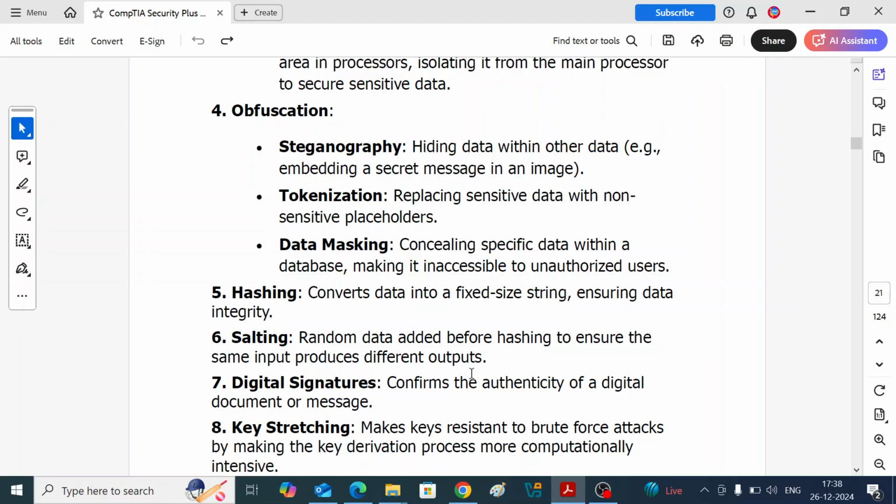So let's talk about it. Steganography is the first concept. What happens in steganography? There is always a hidden message within an image. So you send an image to someone.